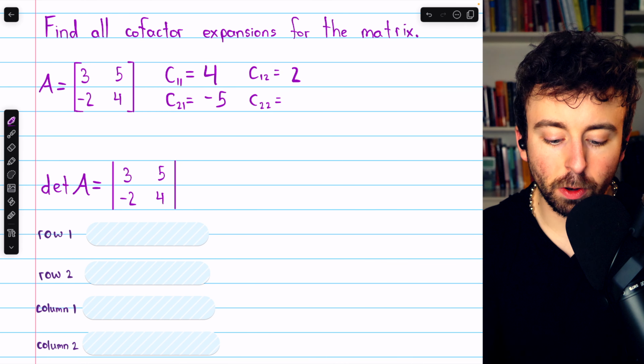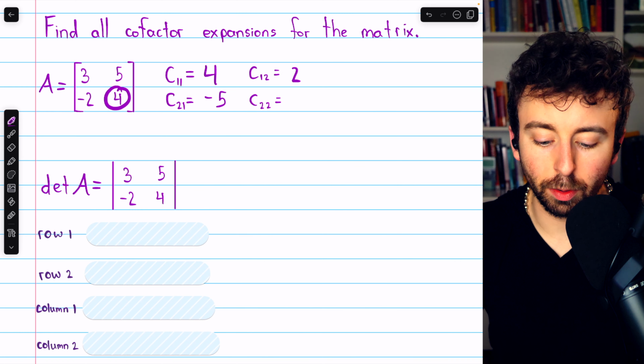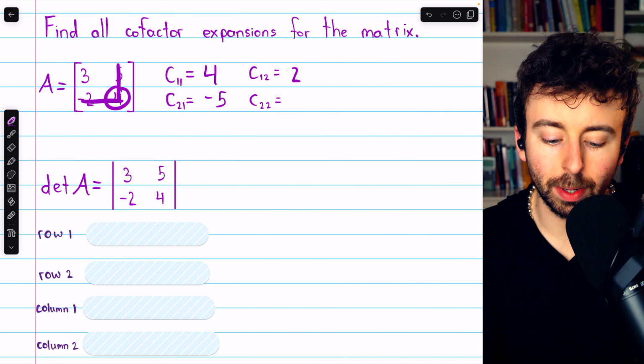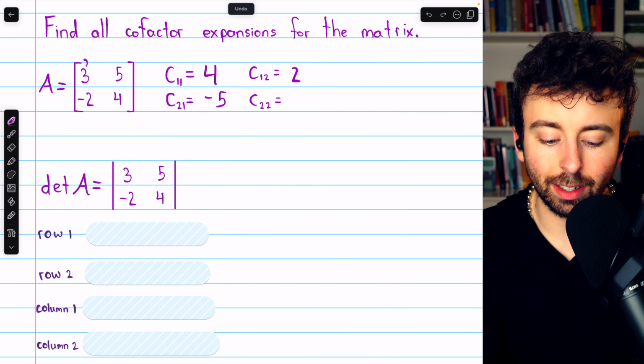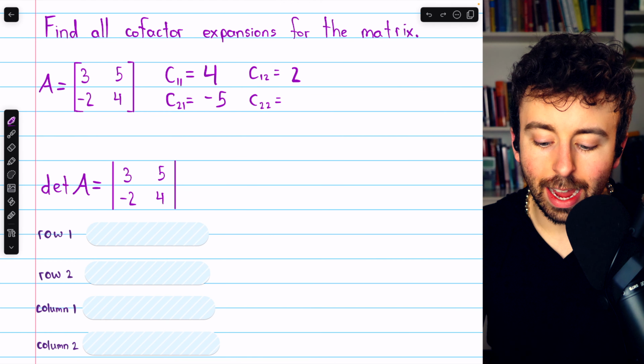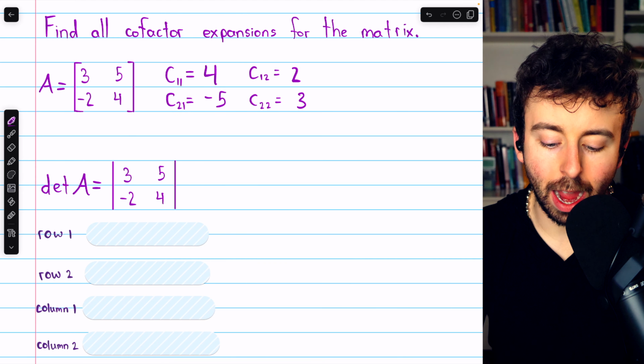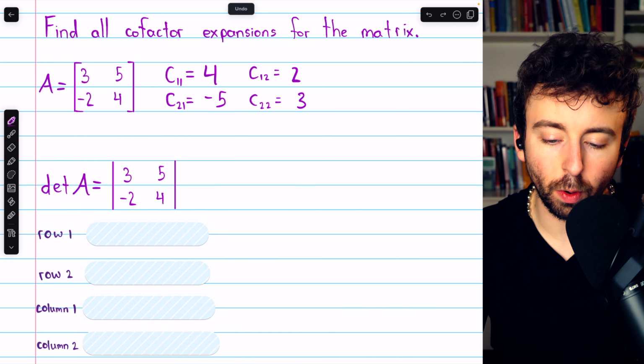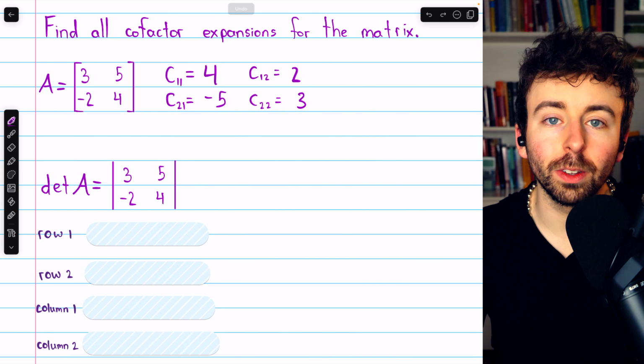The last cofactor is the cofactor of the number 4 here. Eliminate the row, eliminate the column. The determinant of the remaining submatrix is just 3, and we're going to have -1 to the power of 4, because 2 plus 2 is 4, so that's just going to be +1. The cofactor then is equal to 3.